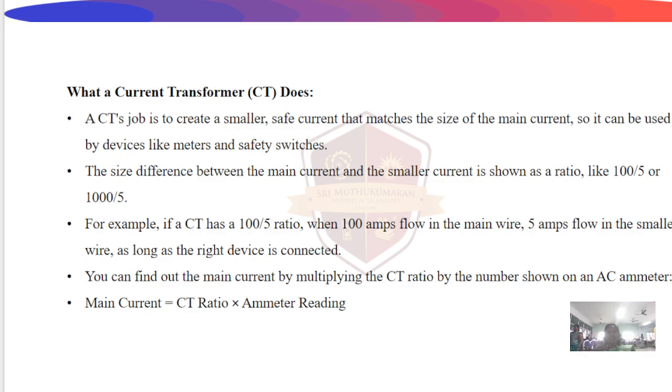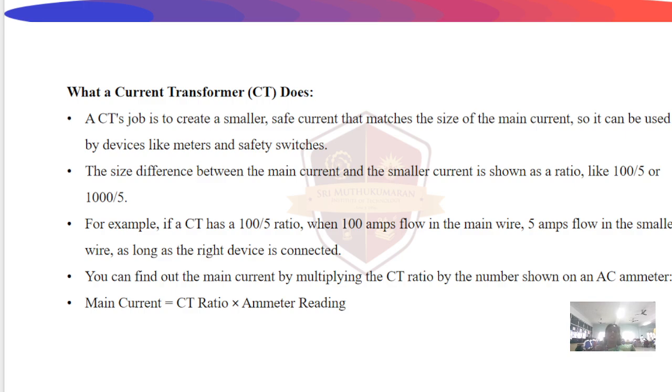Now let us understand the working principle of a current transformer. The CT works on the principle of electromagnetic induction. When AC current flows in the primary winding, it produces magnetic flux. This magnetic flux induces current in the secondary winding. The secondary current is proportional to the primary current. The ratio between primary current and secondary current is called CT ratio. For example, if the CT ratio is 100 by 5, that means when 100 amperes flow in the primary, 5 amperes flow in the secondary.